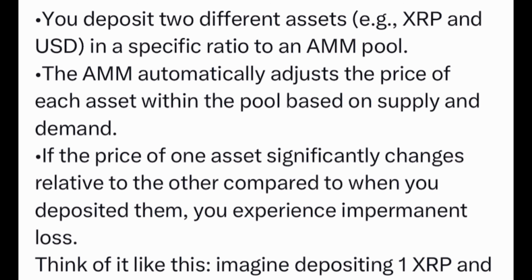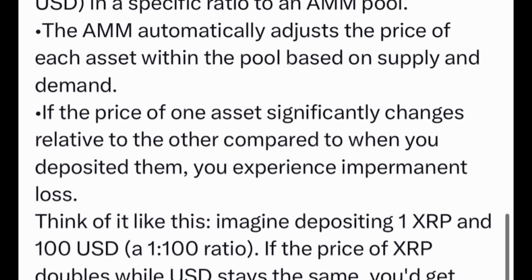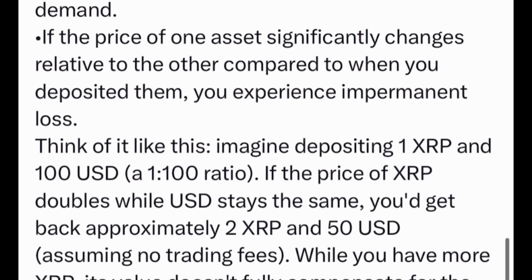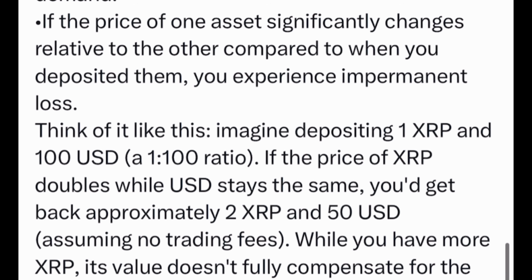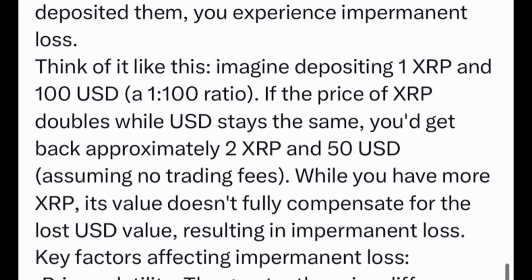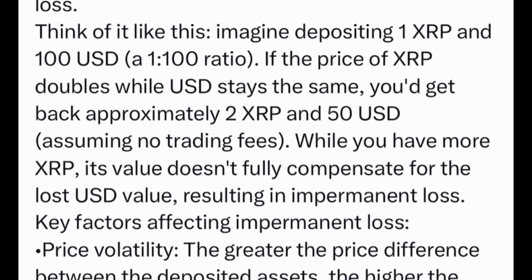You deposit two different assets. Now, I believe with XRP, you deposit one, it splits it for you. You just choose which ones they are. But you deposit two different assets, XRP and USD, in a specific ratio to an AMM pool. The AMM automatically adjusts the price of each asset within the pool based on supply and demand. If the price of one asset significantly changes relative to the other compared to when you deposited them, you experience impermanent loss.